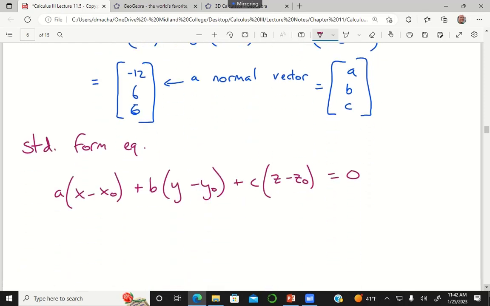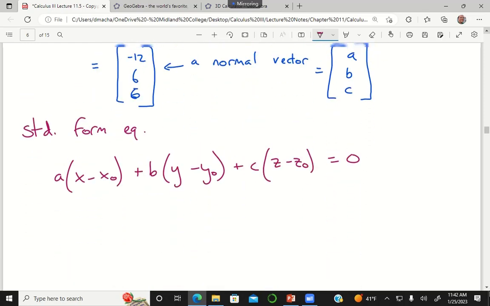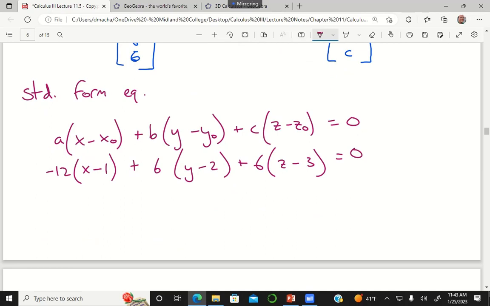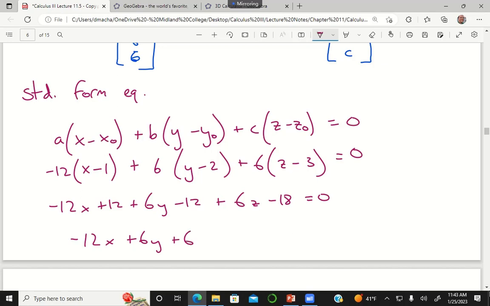Okay, so starting from my standard form equation, a is negative 12, and x naught is 1, b is 6, and y naught is 2, c is 6, and z naught is 3. Okay. Now, to get this into general form, I'm going to distribute. So I have negative 12x plus 12 plus 6y minus 12 plus 6z minus 18. And then collecting all of my constant terms is going to be this. Plus 12 minus 18. There we go.